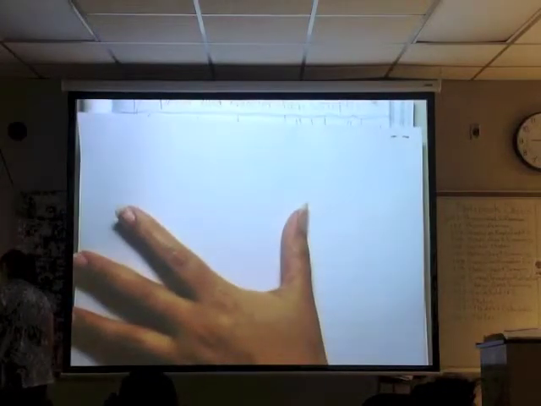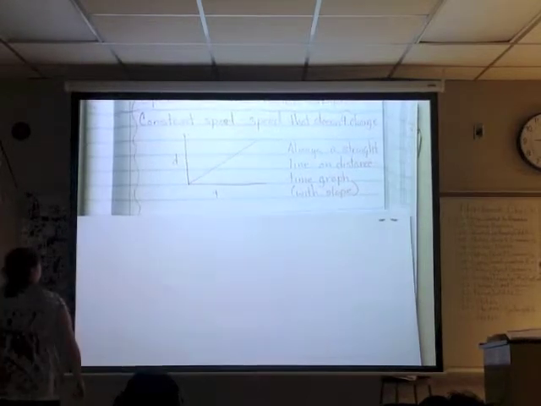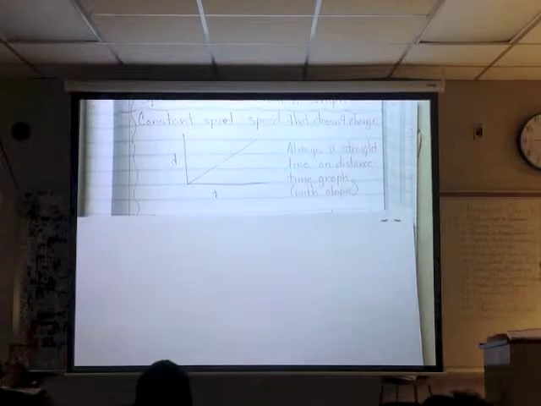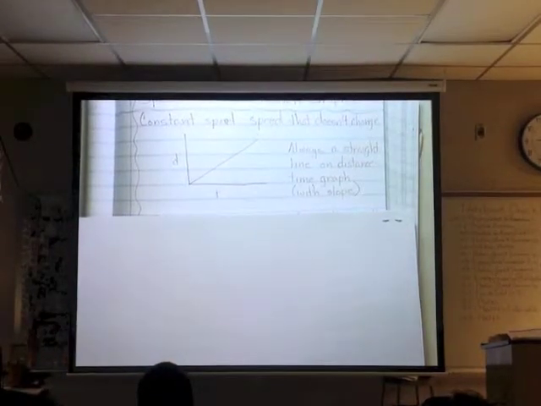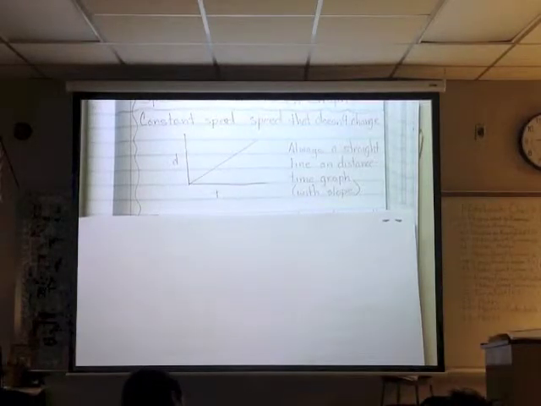So you should be on page 157 of your notebook. Alright, so let's talk about speed. Speed is just basically distance divided by time. The units vary depending on what units they give you. If they give you the distance in meters and the time in minutes, then it's meters per minute. If they give you the distance in miles and the time in hours, then it'd be miles per hour.